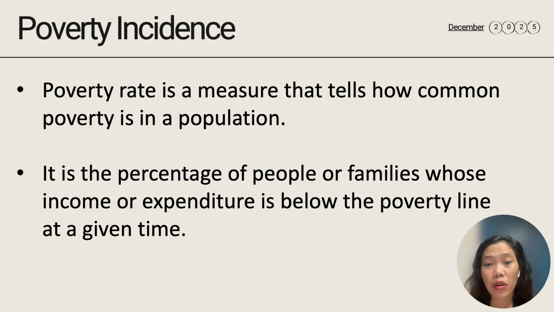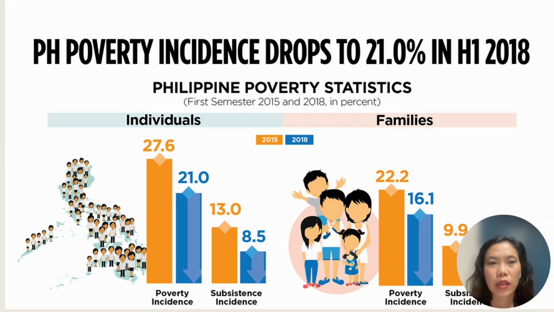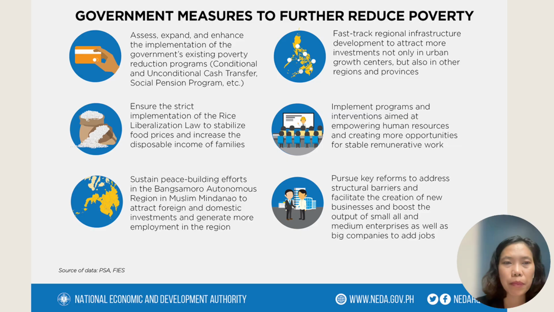It is used to compare poverty across regions or time periods, or in the Philippines, comparing different cities and regions in the country. So here we have a poverty incidence now in 2018, 2015. So this is quite outdated, but I will show you later the other actual percentage of poverty incidence or rate.